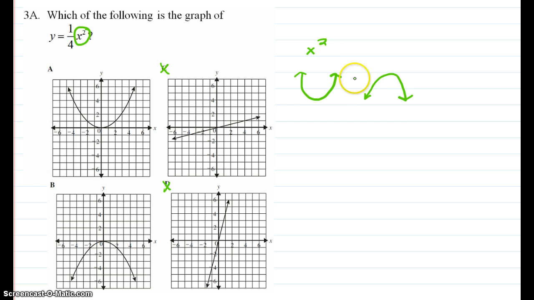Now, what makes a parabola go up and what makes a parabola go down? A positive will make the parabola go up, and a negative will make the parabola go down. Since this is a positive 1/4, that means our graph has to go up. So that means A is the answer. Now try 3B on your own. Try to use the same logic that we used for 3A.